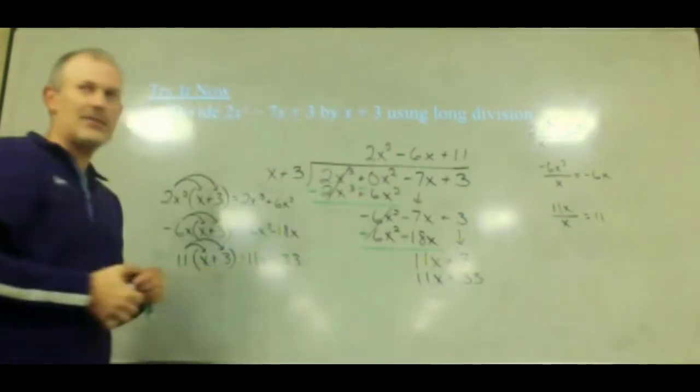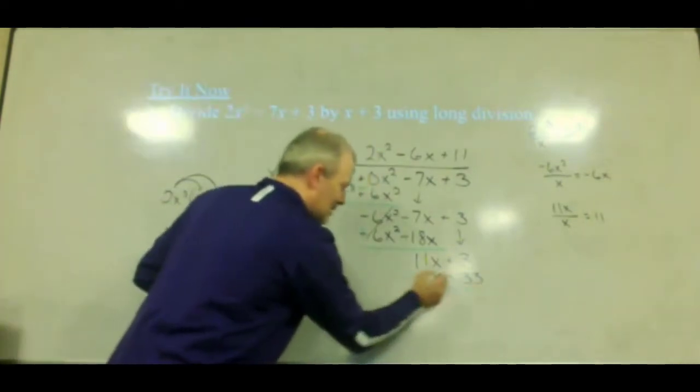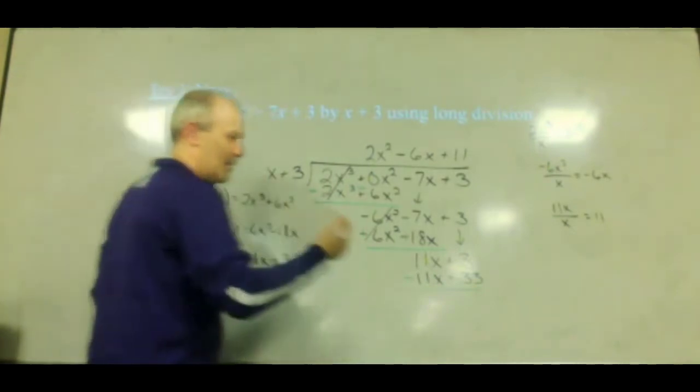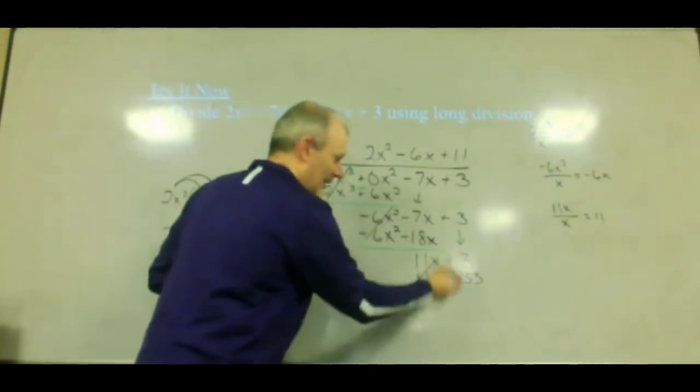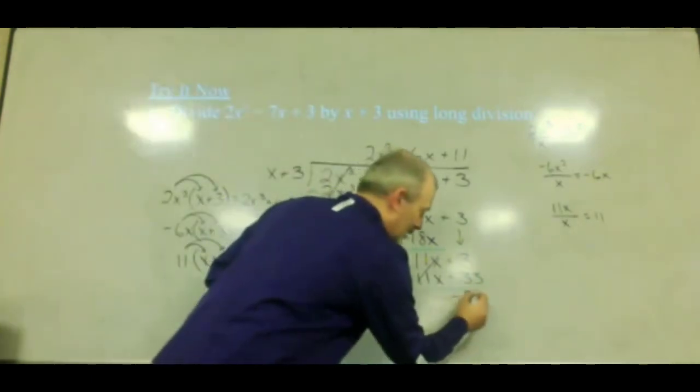And then what do we have to do? Subtract. So we're going to draw the line and change the signs. And what happens with the 11x's? They cancel. And what are we going to get here? 3 minus 33. Negative 30.